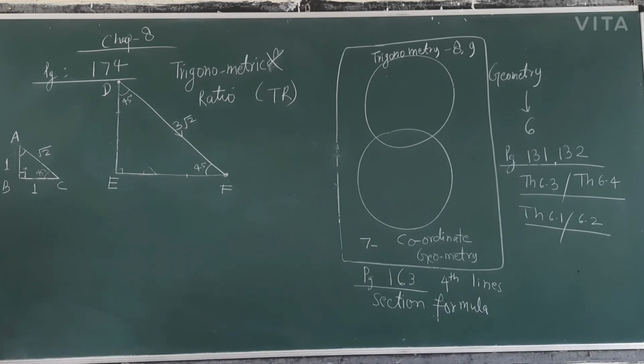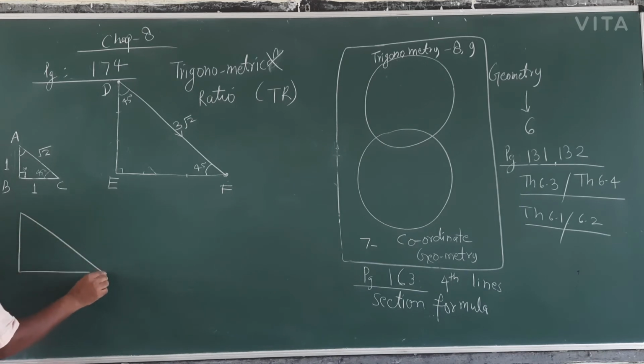So in trigonometry, this same ratio, 3. So it is called, just come on the page number 174. Page number 174, trigonometric ratio. So what is that? Hypotenuse is fixed. Some definitions are there.